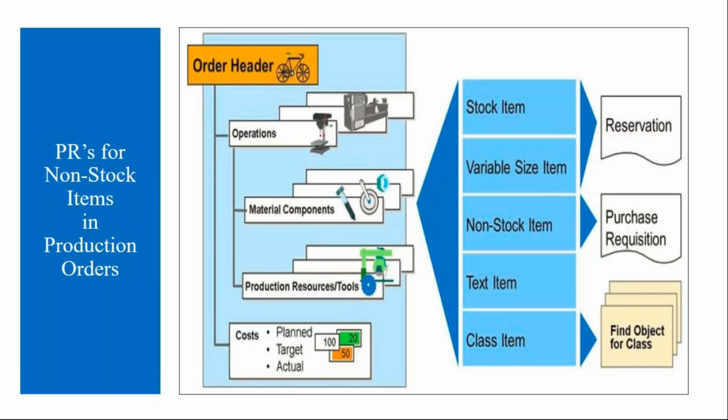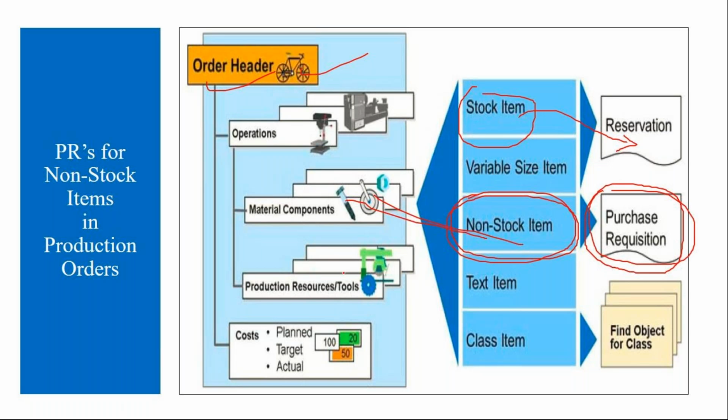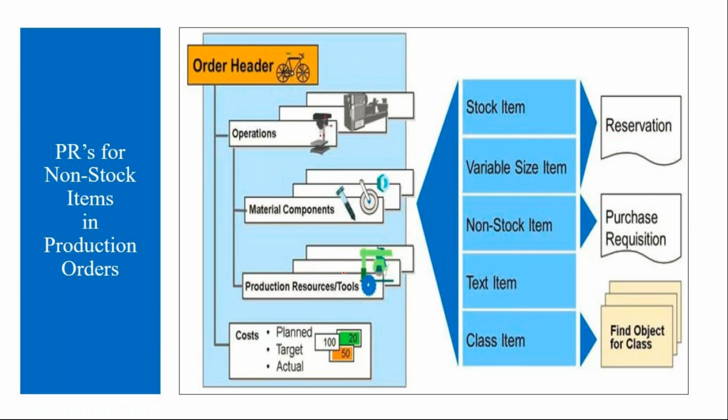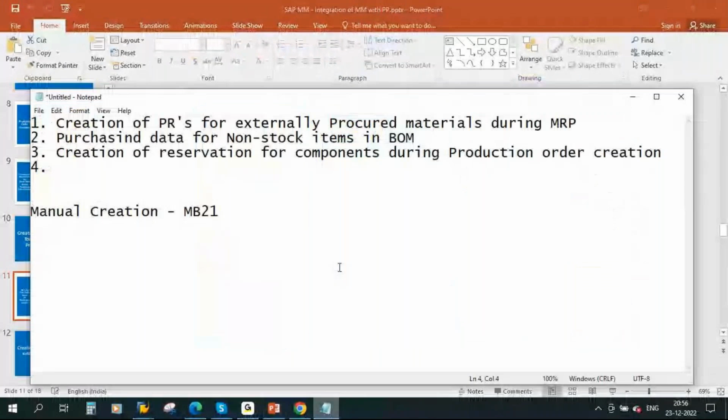Let's say you are creating a production order. For a stock item, it will generate a reservation, the one which I showed you just now. But if it is a non-stock item in the production order for the BOM component, it will generate a purchase requisition directly. Now let me show you this in the system.